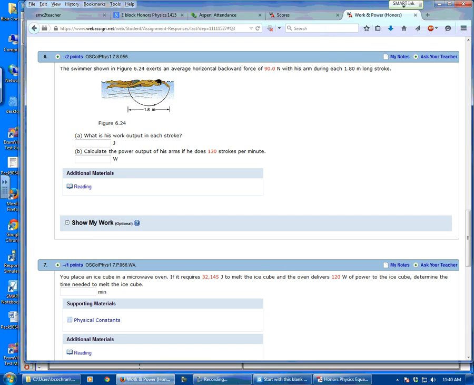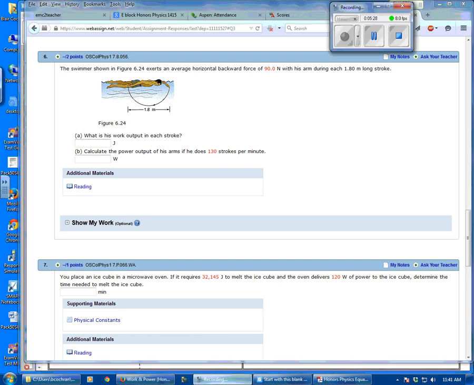In number 6, we have the swimmer doing work by pushing against the water. Now, in this one, notice how they have the average horizontal backwards force. Because, again, the direction we're looking at is horizontal, we can only consider the parts of the force that are actually horizontal. The swimmer is going to push down and back and up and back the whole time, but we're only taking the horizontal component of that. So that would be a good thing to note.